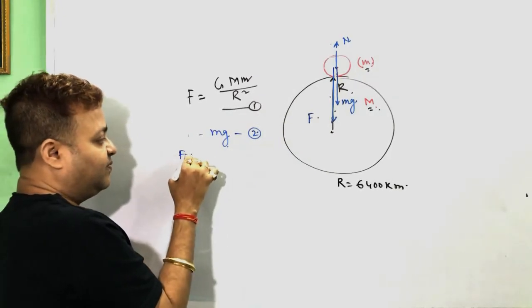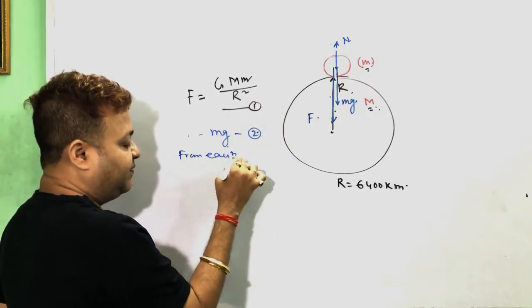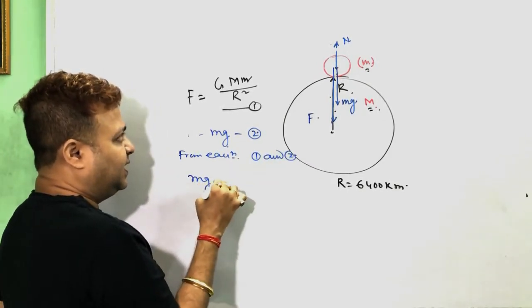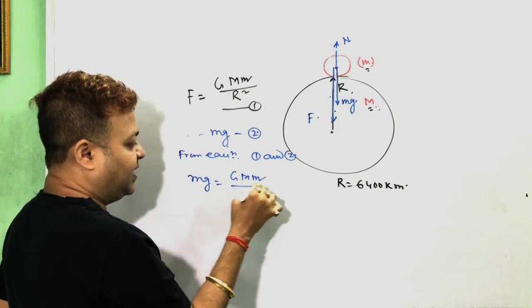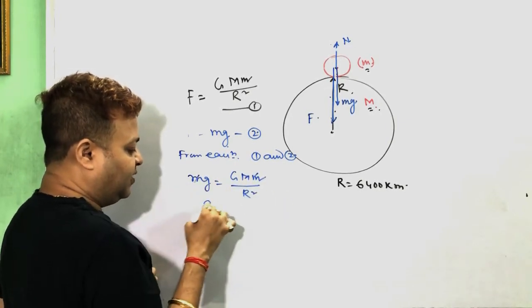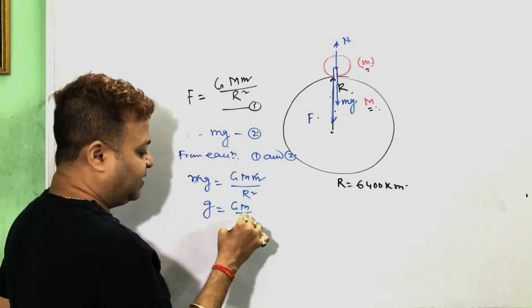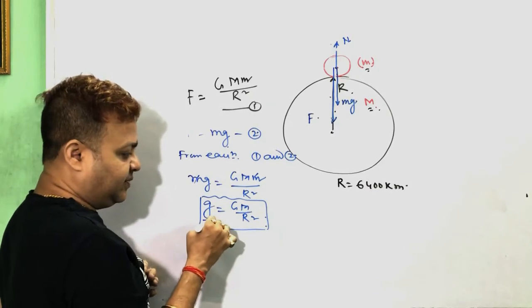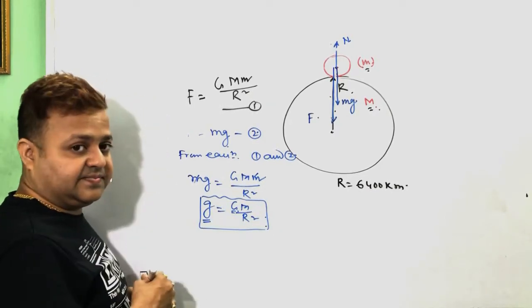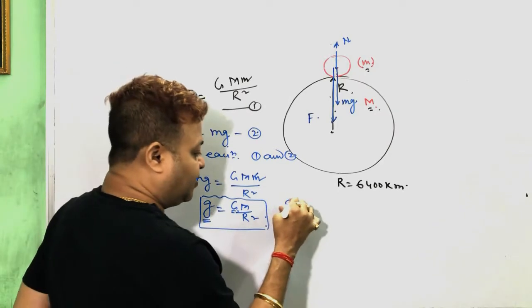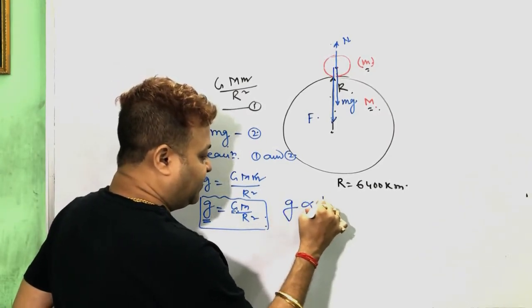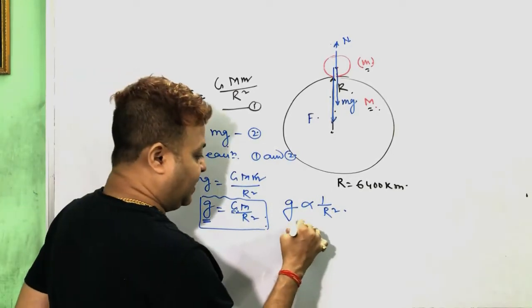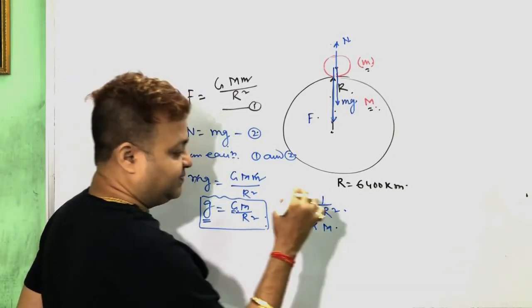Then from equation 1 and 2, mg is equal to G into capital M small m by r square, or g equal to GM by r square. So this is the relation between acceleration due to gravity and the gravitational constant. So g is inversely proportional to the square of the radius and directly proportional to the mass of the earth.